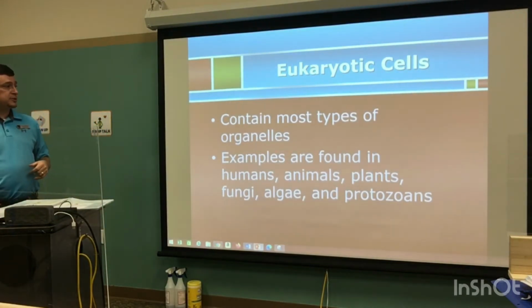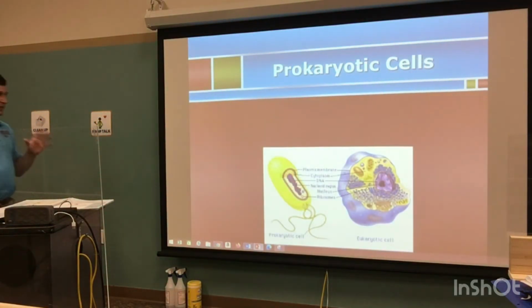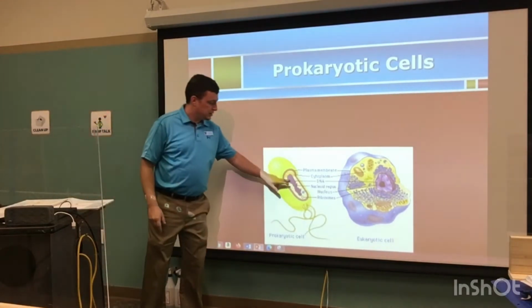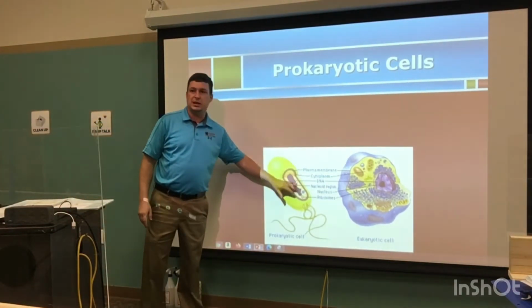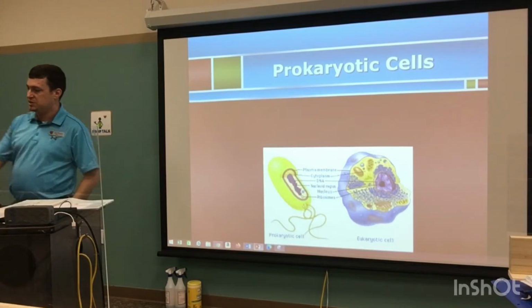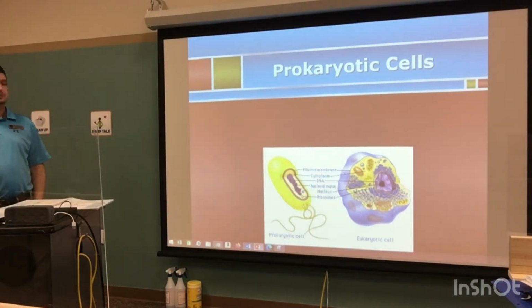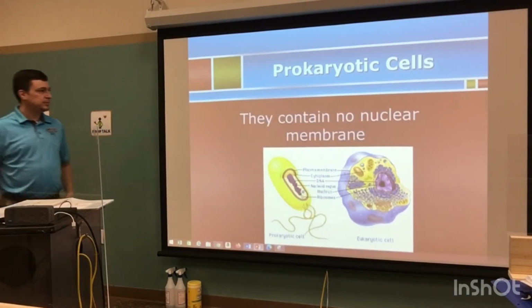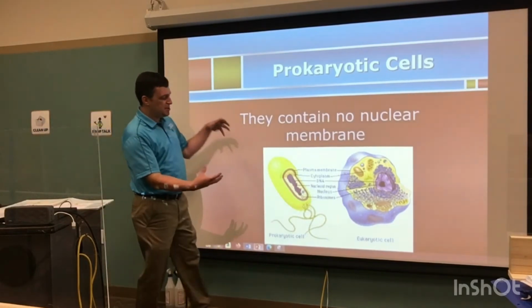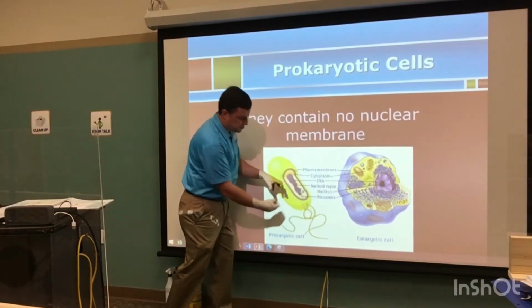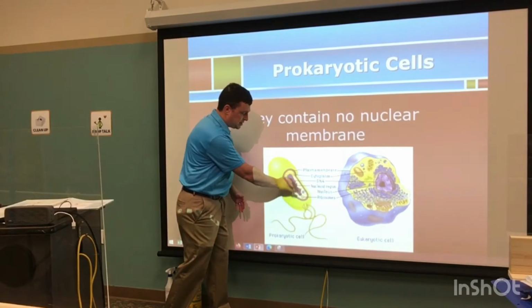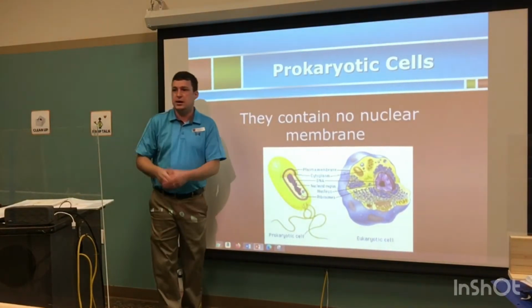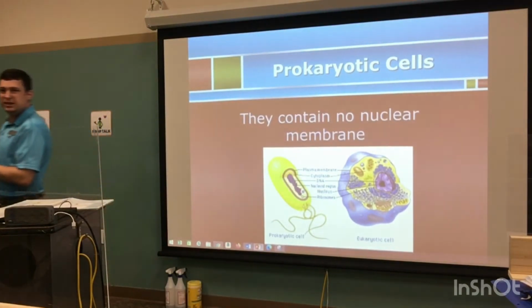So here's the big difference. This prokaryotic cell has something in the middle, but it's not a nucleus. What it is, it's kind of like a nuclear blob. So they have no nuclear membrane surrounding their chromosomes. Their chromosomes are just floating around in their cytoplasm, not contained inside a nucleus. Isn't that weird?